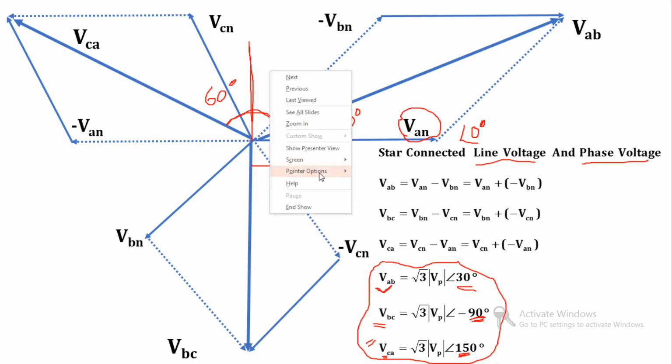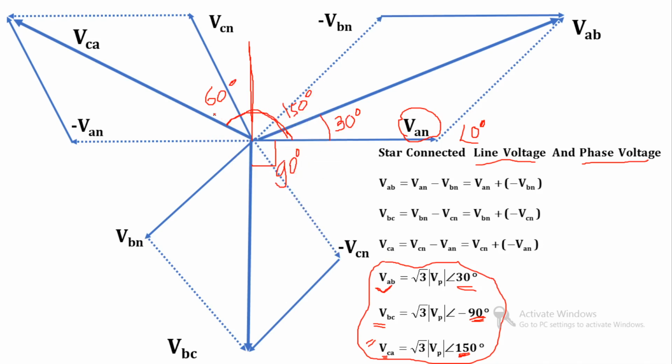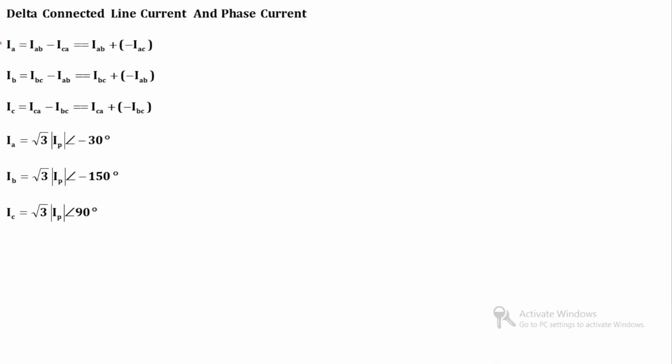So with this we can say that these are the three angles of 30 degree, minus 90 degree and plus 150 degree for star connected line voltage and phase voltage, and it is very much important for our next upcoming topics. So this is how we can draw the star connected phasor diagram for line voltage and phase voltage. Now let's shift to the second phasor diagram for delta connected line current and phase current.